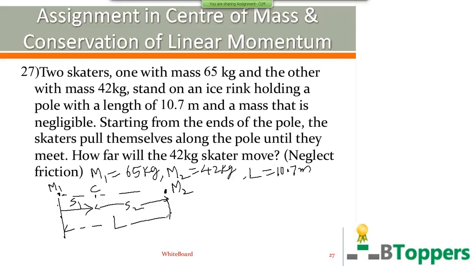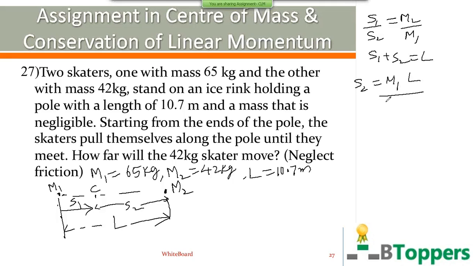Let L denote the initial separation between the two masses. As I discussed earlier, because the two masses meet at the position of the center of mass, S1 by S2 equals m2 by m1, and S1 plus S2 equals L. You have to find S2 here. S2 is the distance moved by the second mass, the 42 kg mass. Solving the above two equations, S2 equals m1 L by (m1 plus m2).